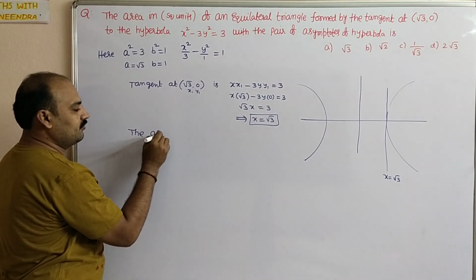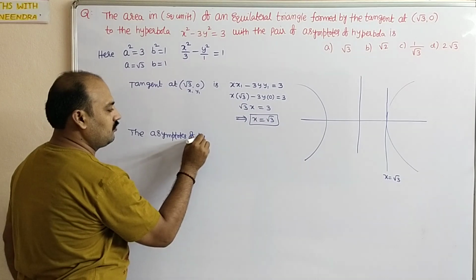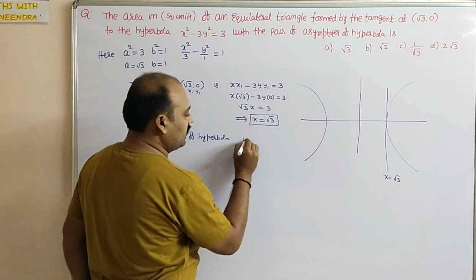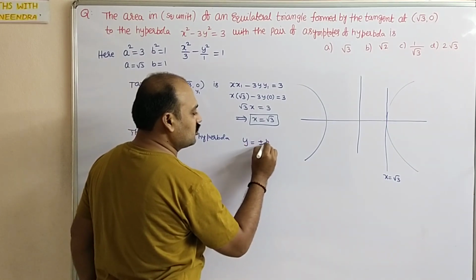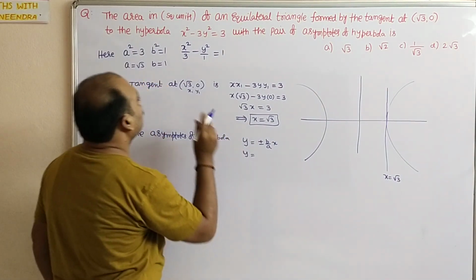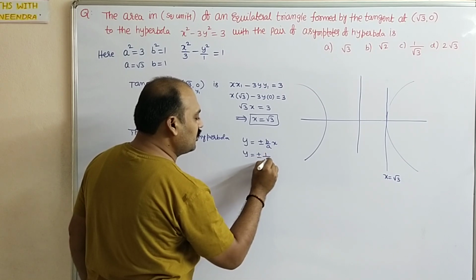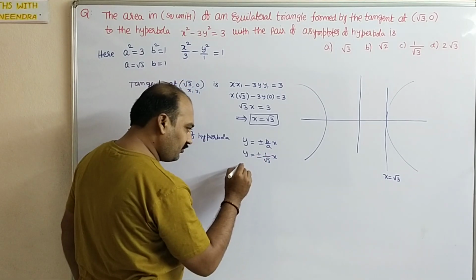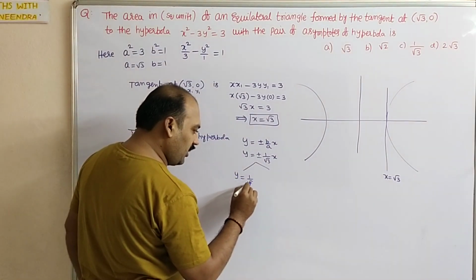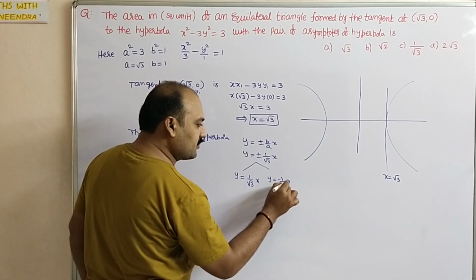the asymptotes of the hyperbola. We have a direct formula. In the previous classes also I discussed: y equal to plus or minus b by a into x. So y is equal to plus or minus, b value is 1, a value root 3, so plus or minus 1 by root 3 x. So two lines will come here: y is equal to 1 by root 3 x, y is equal to minus 1 by root 3 x.